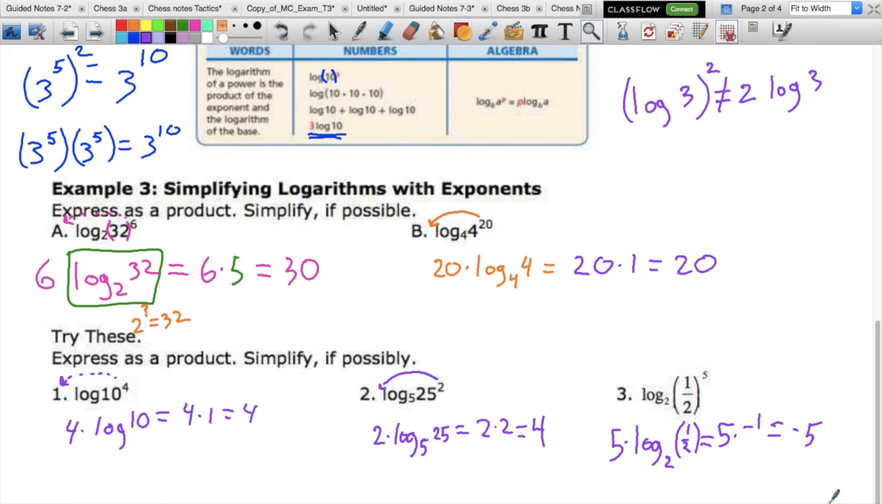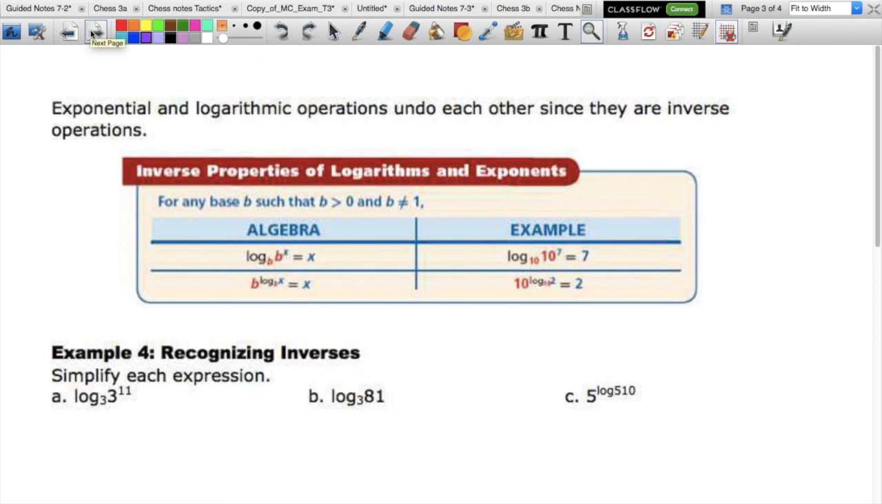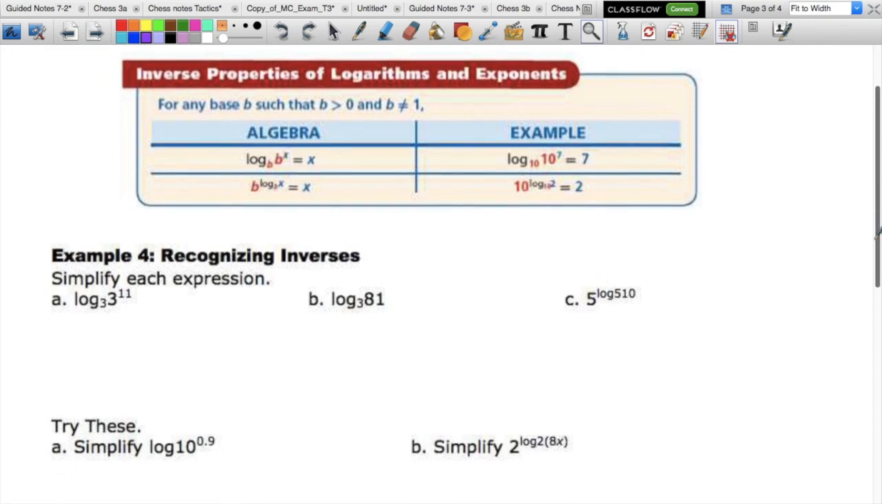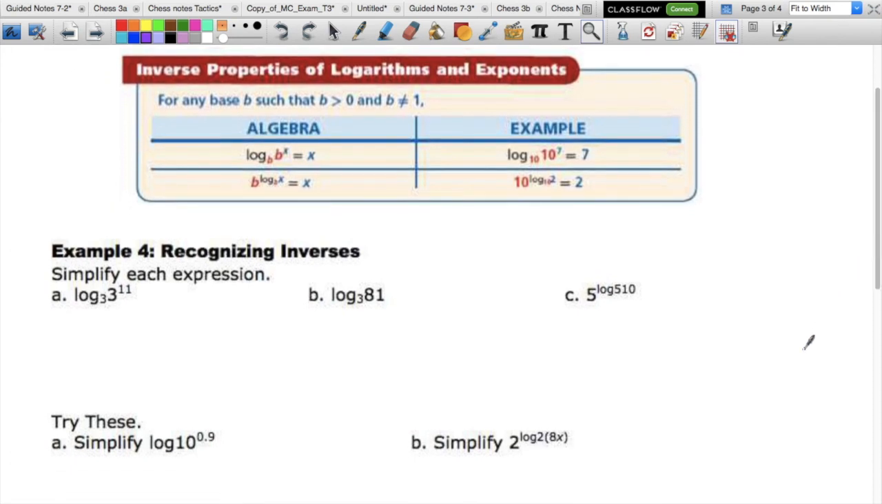All right, let's flip to the next page. Try a few more of these. So just a little bit on inverse properties of logarithms and exponents. They undo each other, right? Logs and exponents, they undo each other.